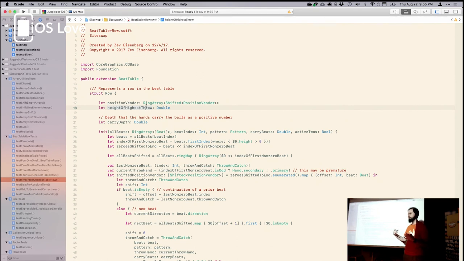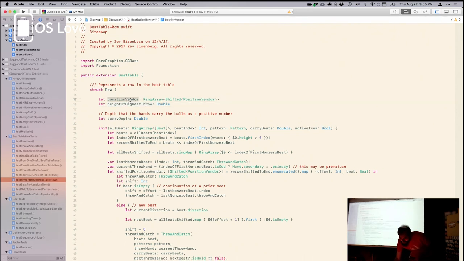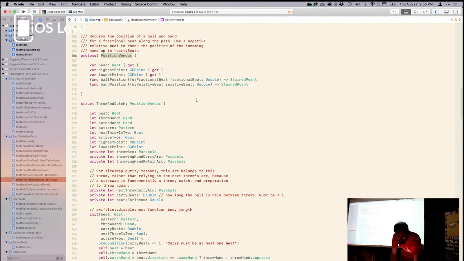So I made a ring array type, like a ring buffer, so that you have a small array, but you can index this way or this way, and you don't get out of bounds, it just loops. And so this is a ring array of Shifting. This is where it starts to get into boring details. A position vendor is a thing that can tell me where a thing is at a time. Naming is hard.